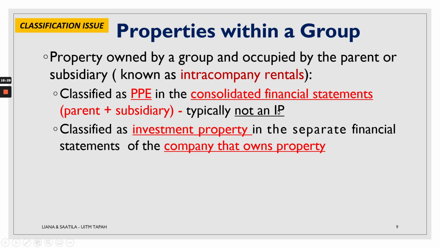This is not an IP. However, from the point of view of the parent, in its separate financial statement, before it is being combined with the subsidiary, that can be classified as investment property, as the parent company owns the property. If the property is owned by the subsidiary, it will be classified by the subsidiary as investment property. So it depends on who owns the property, and that will be the investment property for the case of properties within a group.